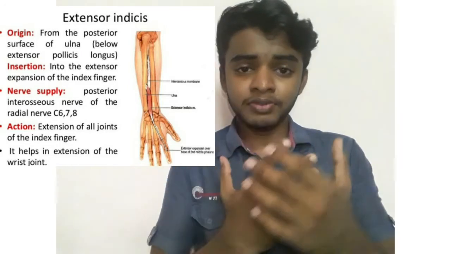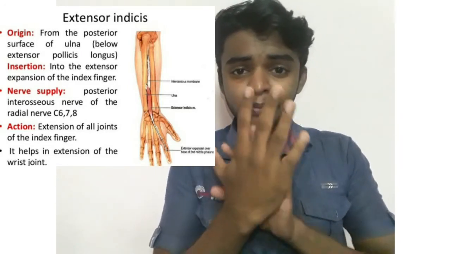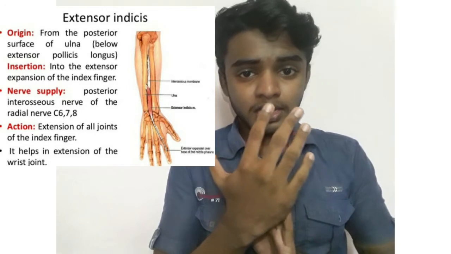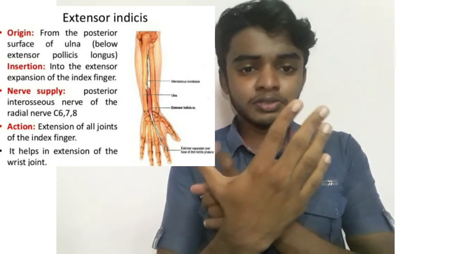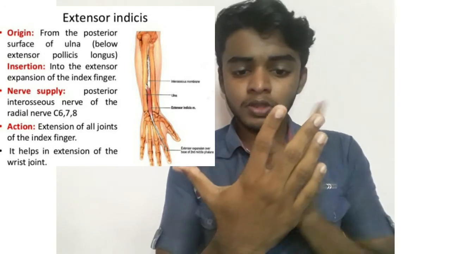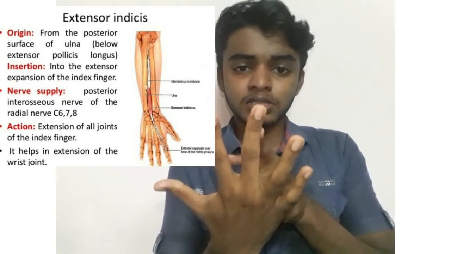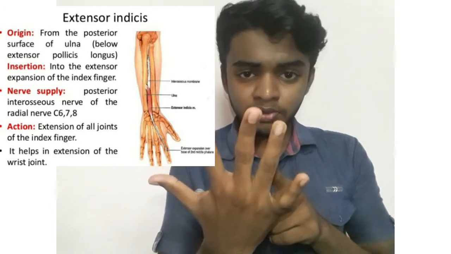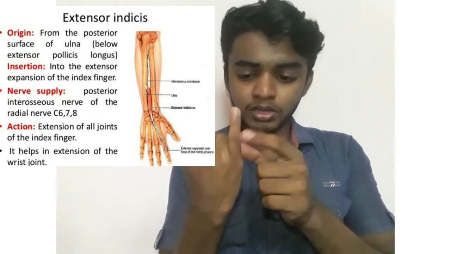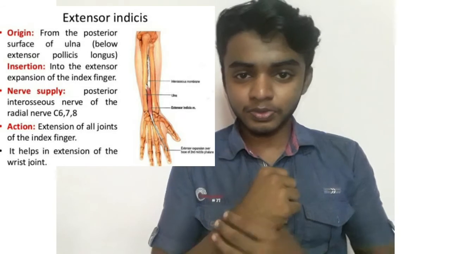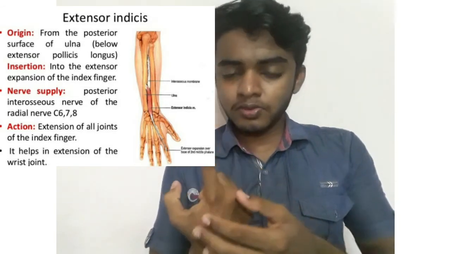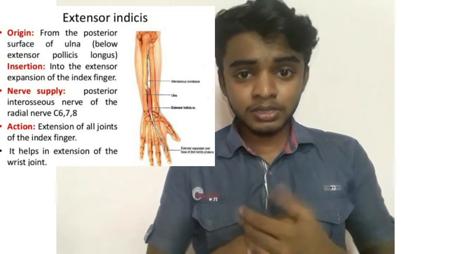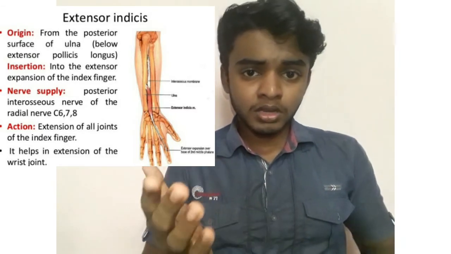So we have 5 fingers, and the 5 fingers are represented by some terms. Okay, now I tell those terms. This is the first finger, and this is also known as the thumb. Okay, this is our index finger, this is the middle finger, this one will be the ring finger, and this will be the cute little pinky finger. Okay, so it is inserted into the extensor expansion of the index finger, and this muscle is also supplied by the deep branch of the radial nerve.